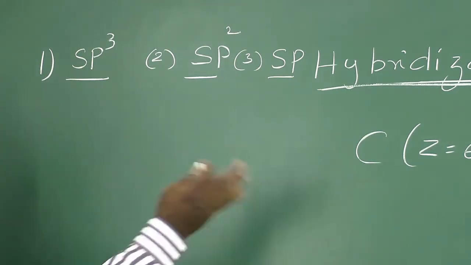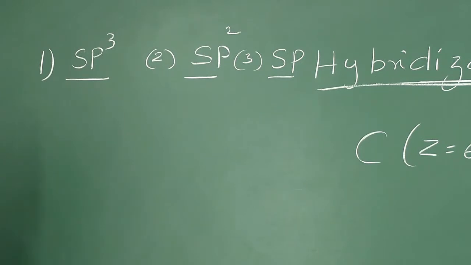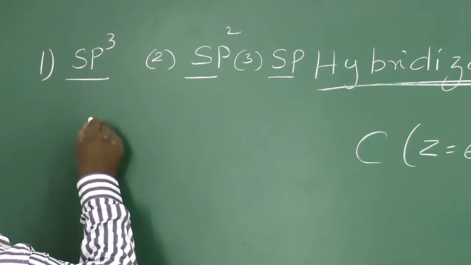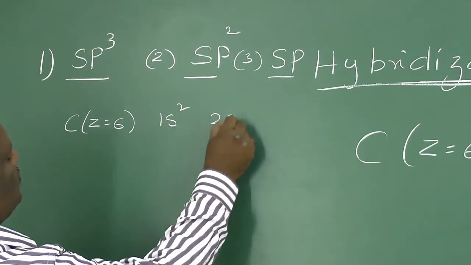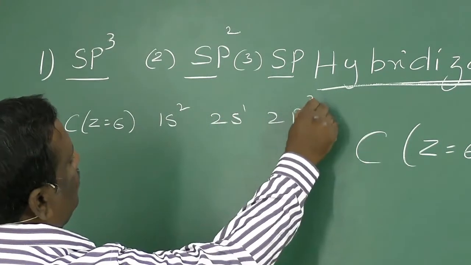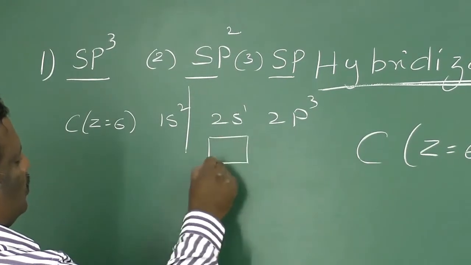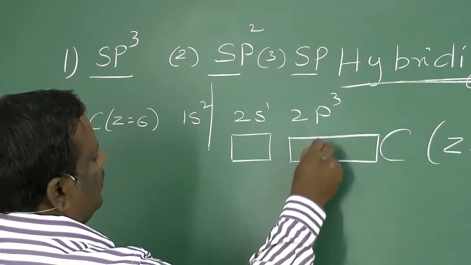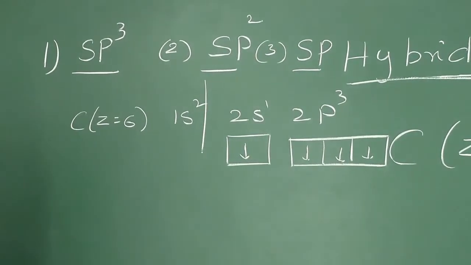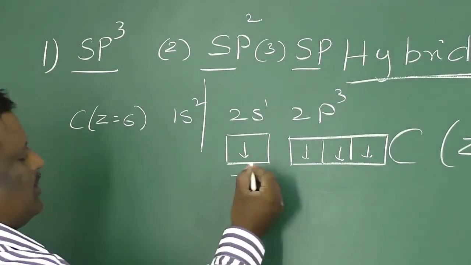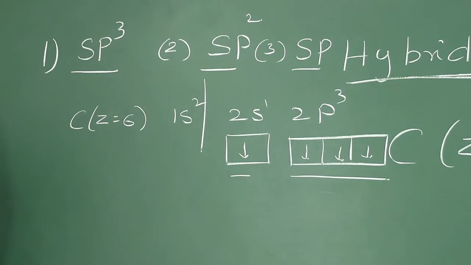Now, in the valency shell of the excited carbon atom, we have 4 orbitals. What is the excited electronic configuration of carbon? 1s2, 2s1, 2p3. That is, in the valency shell we have one 2s orbital and three 2p orbitals, with 1 electron each. Now, this 2s orbital and these three 2p orbitals mix together to form 4 identical orbitals.